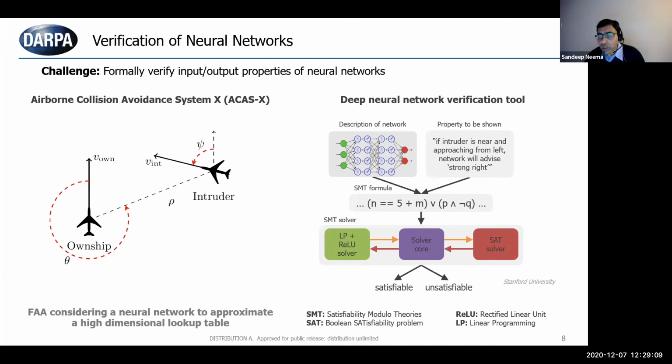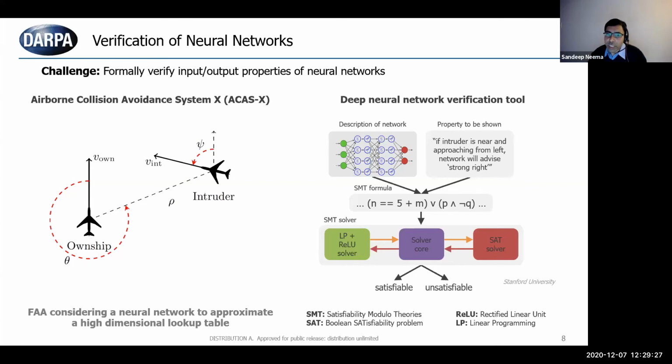Now, when you have a neural network doing this kind of advisory generation, then the natural question that comes up is that, if the intruder is in a certain orientation and approaching towards you with a certain direction and certain speed, can you be assured that the advisory is correct? So here's an example.